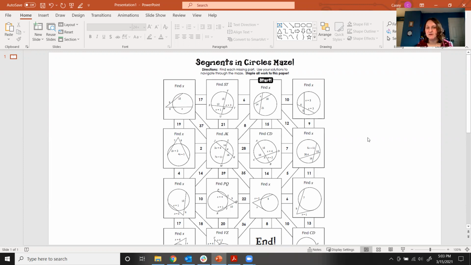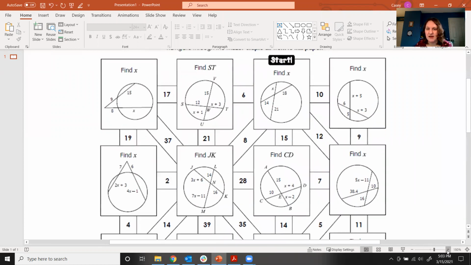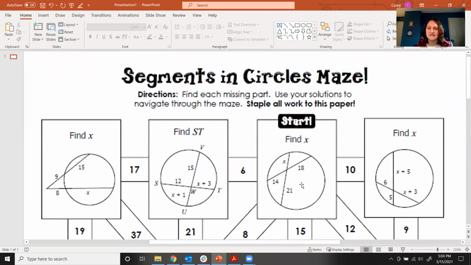When we solve a maze like this, we always start at the start. We answer the question, and then when we have the answer, we follow the path to the next problem. So let's start here at start. Okay, we are looking at this problem where we are solving for x.